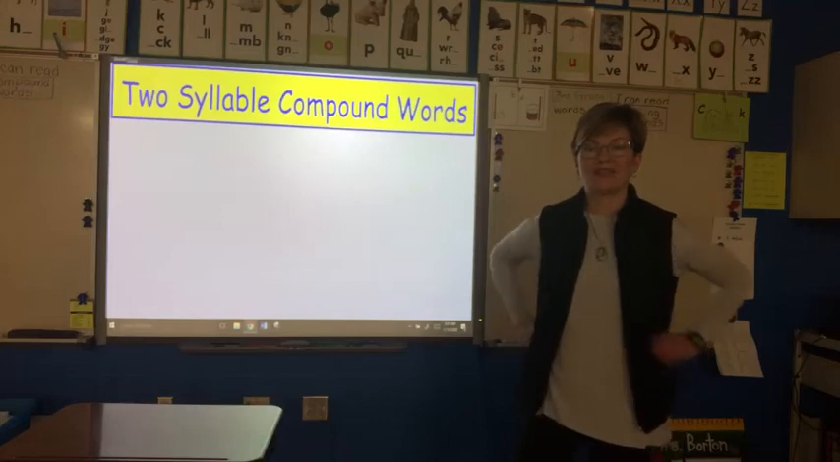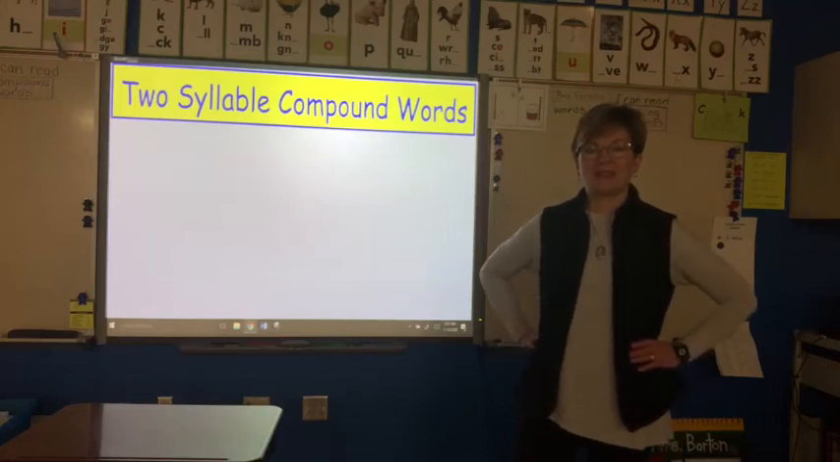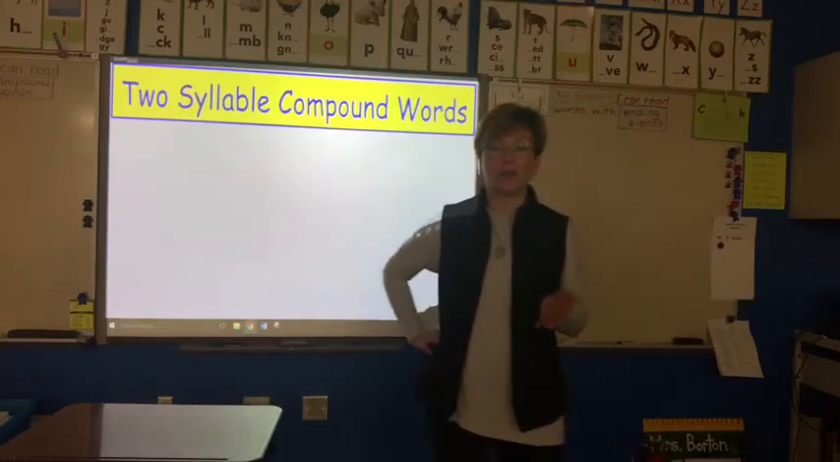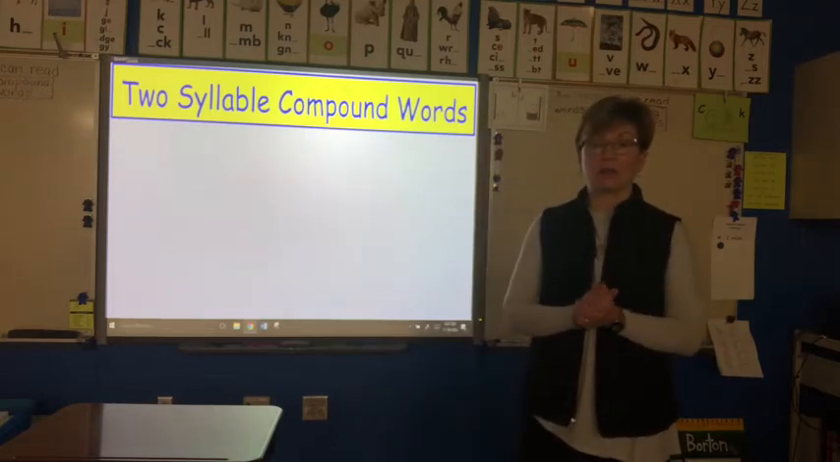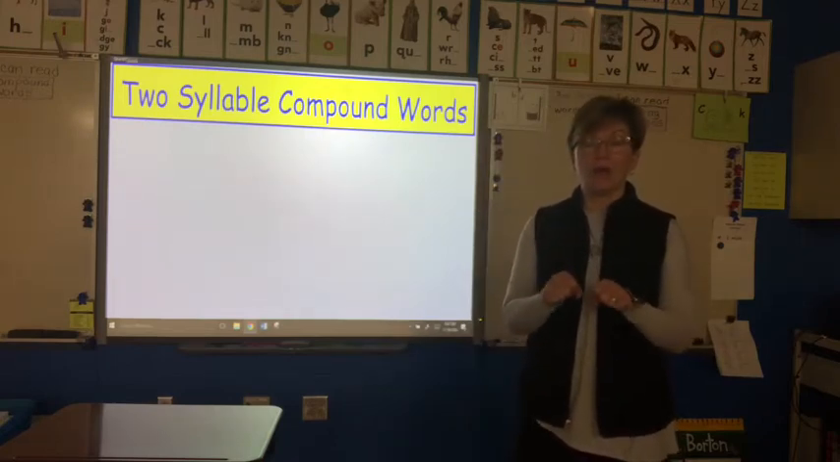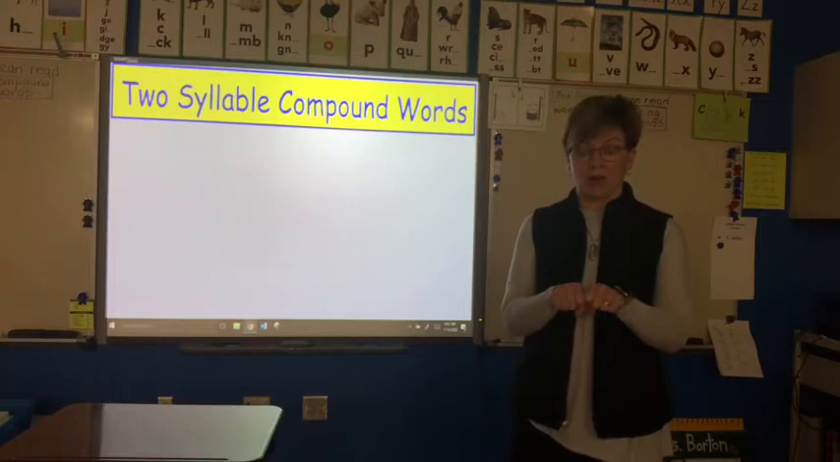Hi, second grade friends. I am so excited to go over a lesson with you today on two-syllable words. Now, if you remember a couple weeks ago, we did talk about two-syllable words, but we talked about compound words. So we're just going to do a quick review of what a compound word is.